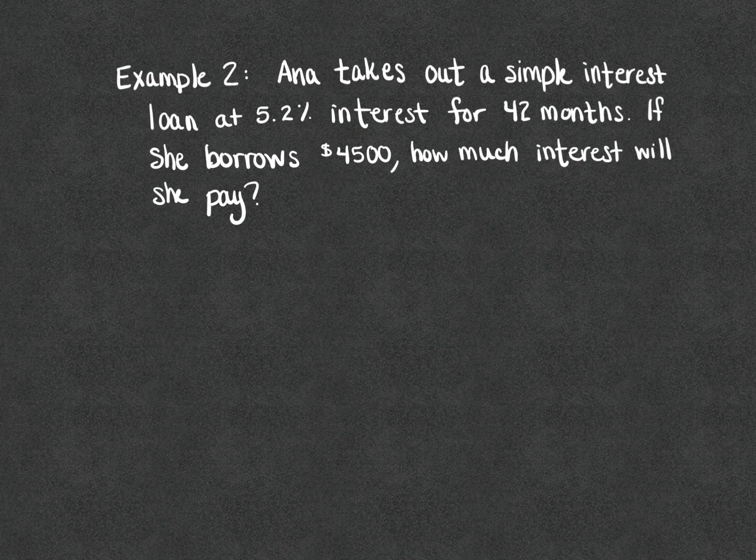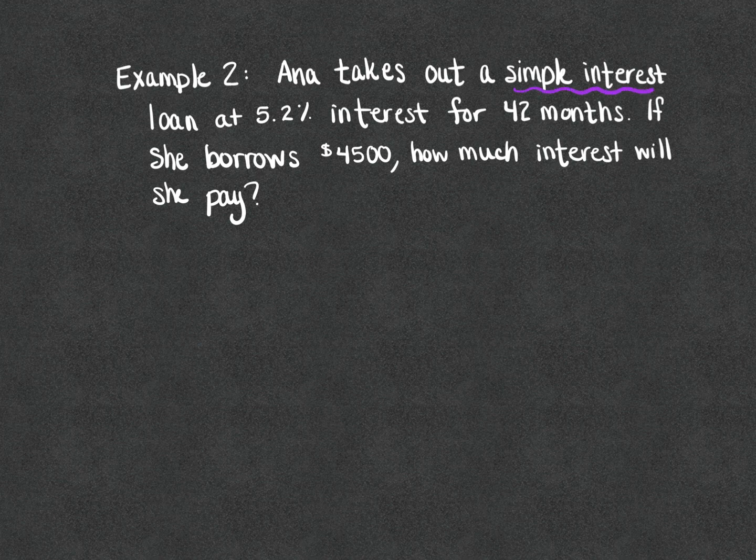In the next example, Anna is taking out a simple interest loan at 5.2% interest for 42 months. She borrows $4,500, so how much interest will she pay? There are some simple interest loans. These apply to things like purchasing a computer at a local big box store. Maybe you're buying appliances at your local Lowe's or something. Those are simple interest loans. And you can also more and more find some simple interest loans for cars, particularly when you're buying a new car from a dealership. Again, the key is to look for the words simple interest.